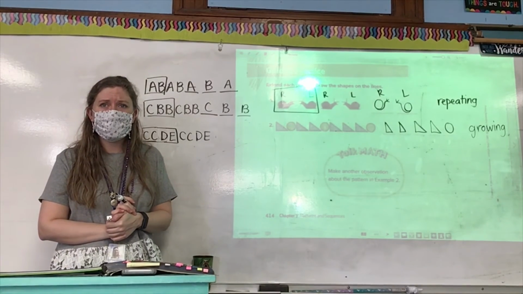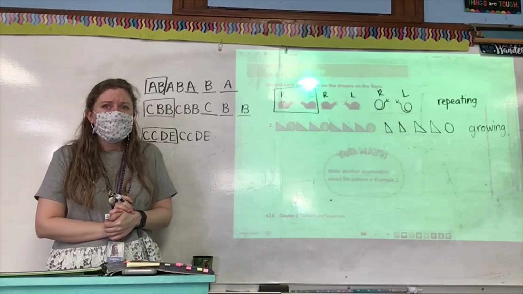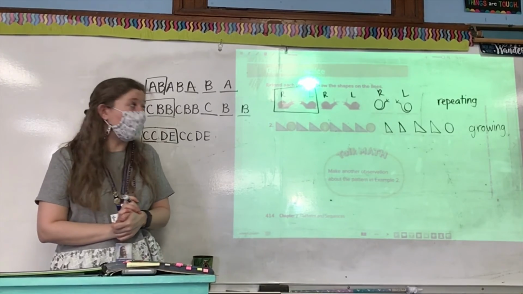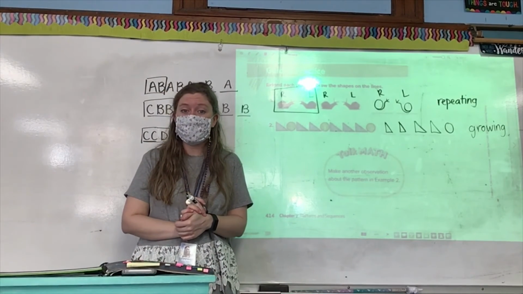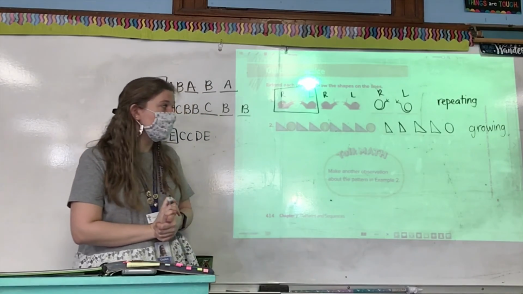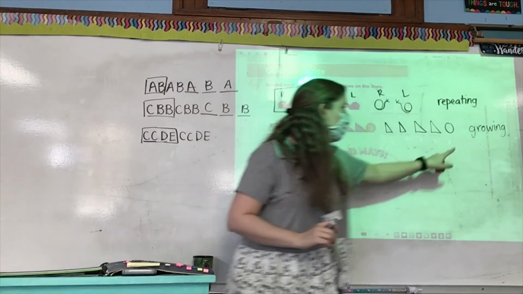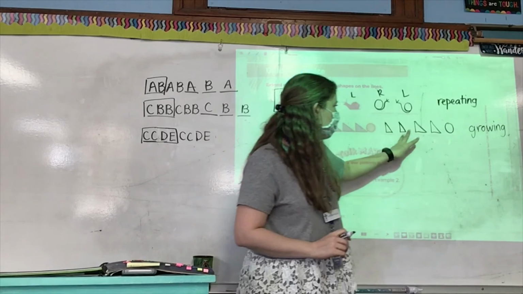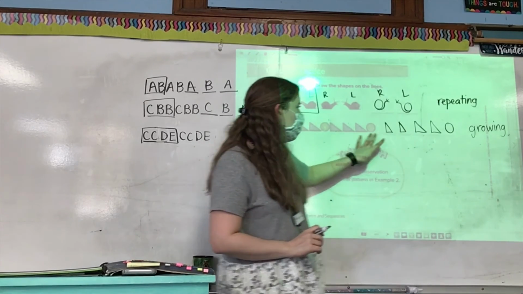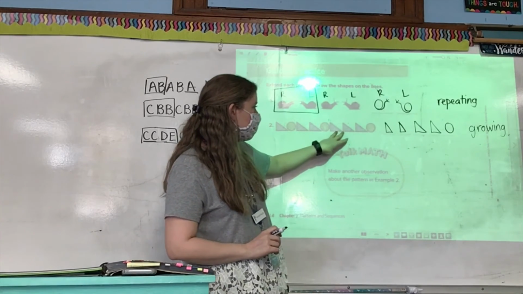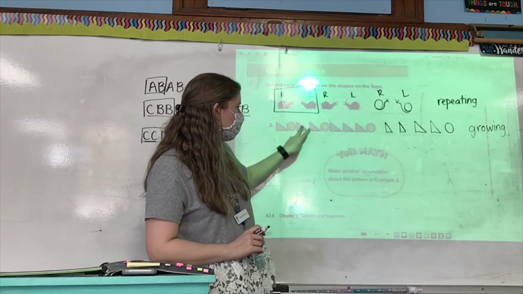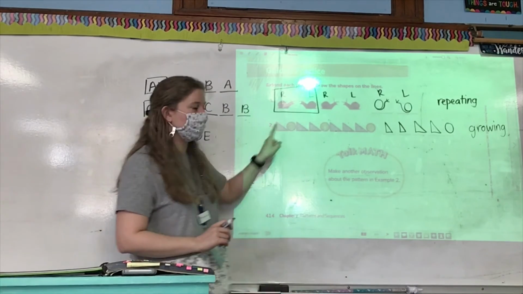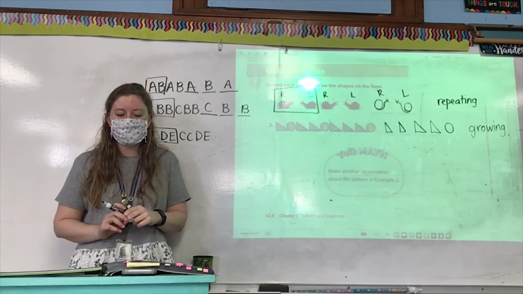Smith? Okay, that's an observation we can make. If you go backwards, you take a triangle away. So circle, triangle, triangle, triangle, triangle, circle, triangle, triangle, triangle, circle, triangle, triangle, circle, triangle. Whoops. What's another observation you can make?